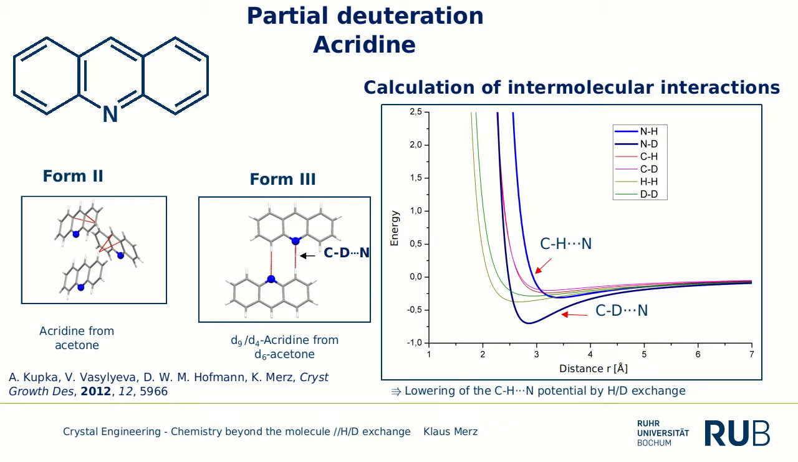Okay, these are only some examples to show you how extremely tiny effects are useful for the extremely sensitive molecular aggregation in the solid state. Sometimes nearly nothing, tiny effects, can be used to switch from one polymorph to the other polymorph. That's it, talking about HD exchange.